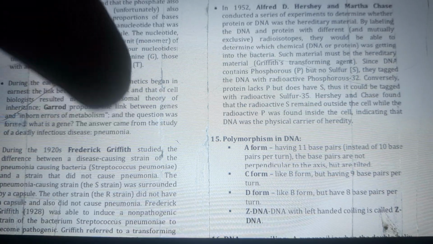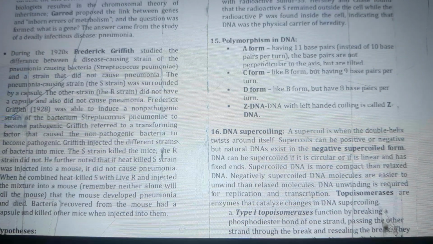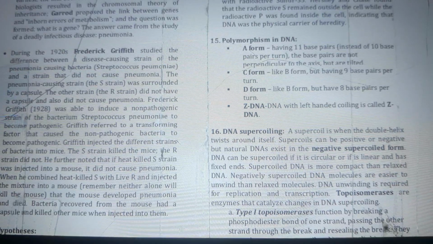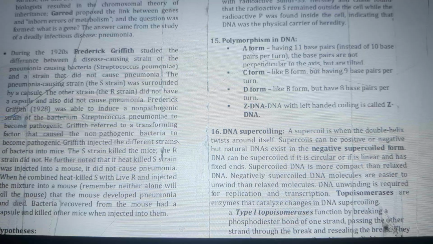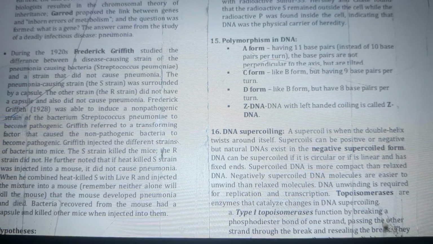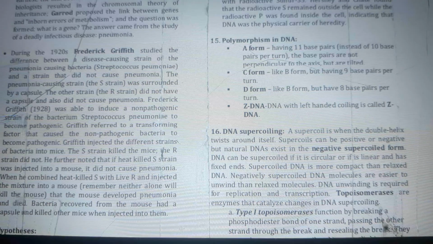During the 1920s, Frederick Griffith studied the difference between a disease-causing strain of the pneumonia-causing bacteria Streptococcus pneumoniae and a strain that did not cause pneumonia. The pneumonia-causing strain, the S strain, was surrounded by a capsule. The other strain, the R strain, did not have a capsule and also did not cause pneumonia.